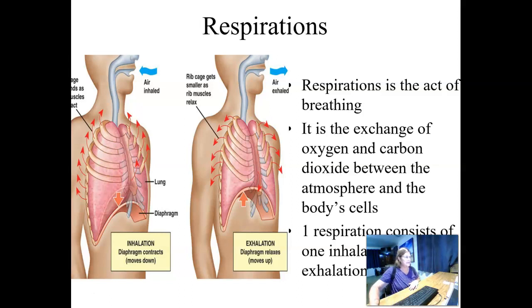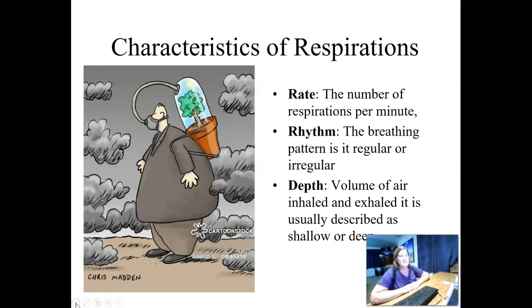When we're looking at characteristics of respirations, one is we count our rate, and a normal adult rate range is 12 to 20 breaths per minute. So that's the number of respirations per minute an adult will usually have.